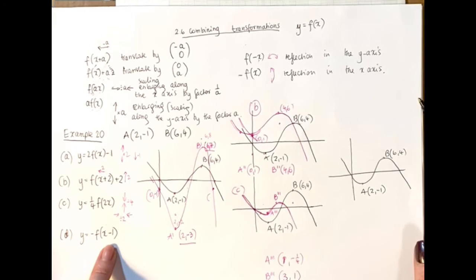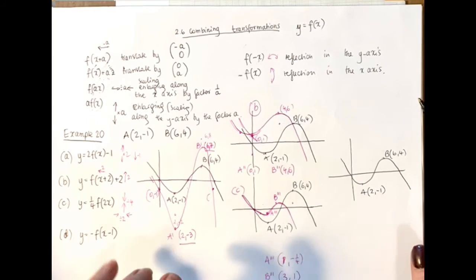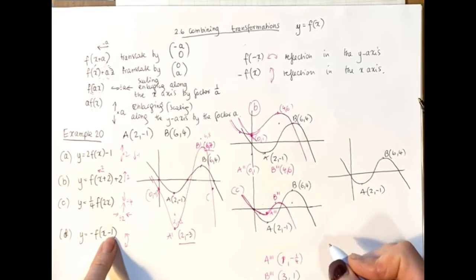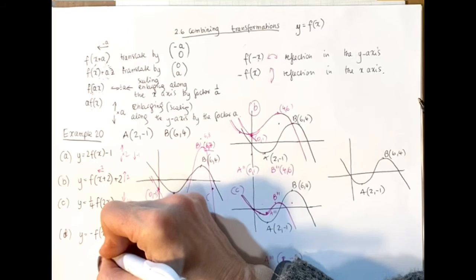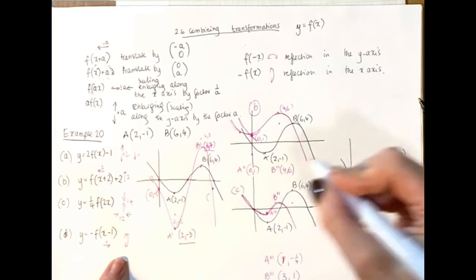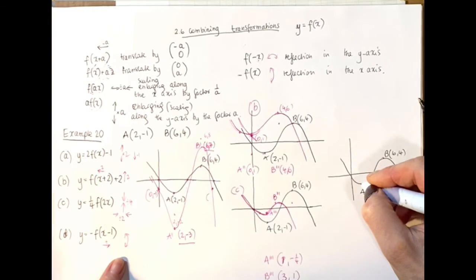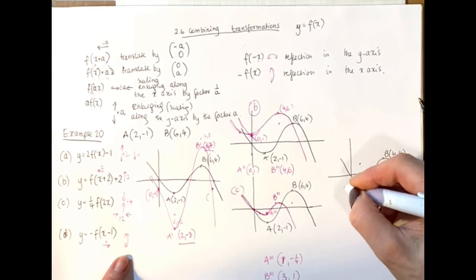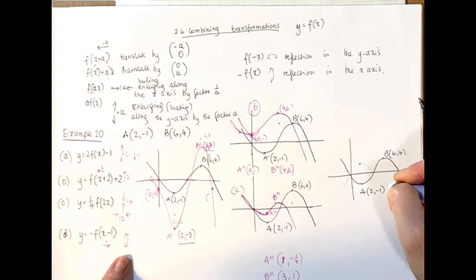Okay, and finally we've got minus outside, so that's going to be the flip in the x-axis, and the minus 1, you tell him to go 1 left, but he's going 1 right. So we need to shift everything. Well, let's reflect it first. Let's reflect it there first. We'll go there, and this one will go over here.